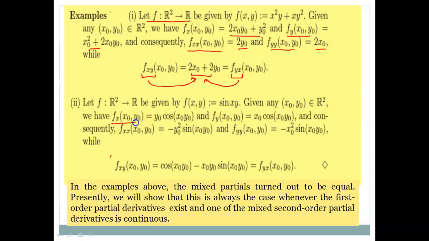We find the first order partial derivative with respect to x is this, and with respect to y is this. Consequently you find the second order derivatives: fxx is this quantity, fyy is this quantity. Then you find fxy and fyx, and they are also found to be equal. So in the example given here, the mixed partials turned out to be equal.